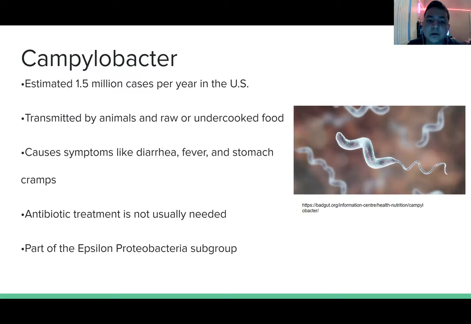Campylobacter is also part of the epsilon proteobacteria subgroup. An estimated 1.5 million cases are reported per year in the US. This pathogenic bacteria is transmitted by animals or raw or undercooked food. Campylobacter causes symptoms like diarrhea, fever, and stomach cramps. Antibiotic treatment is usually not needed.